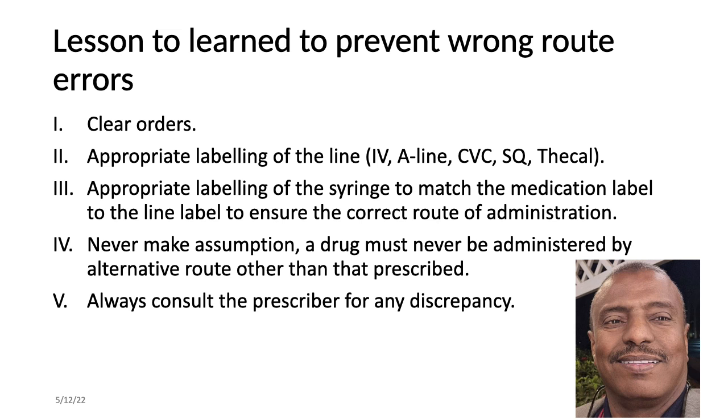To avoid wrong route errors, we need to write clearly. We have to have a clear order, including the medication, the dose, the route, and the concentration, and appropriate labeling of the line: IV line, arterial line, central venous line. Also, appropriate labeling of the syringe to match the line in which we are going to give the medication. Never make assumptions. A drug must never be administered by an alternative route other than the prescribed one. Always communicate with different providers and check a reference to clarify the order.